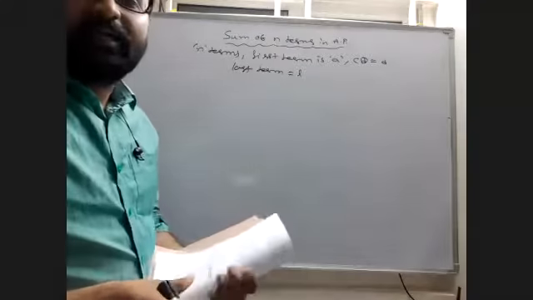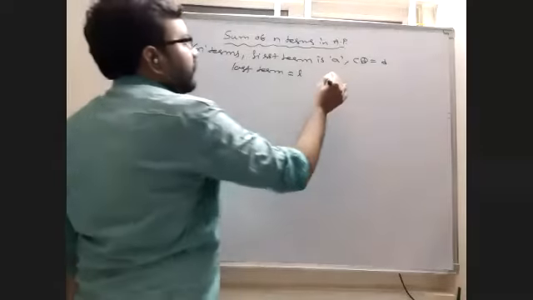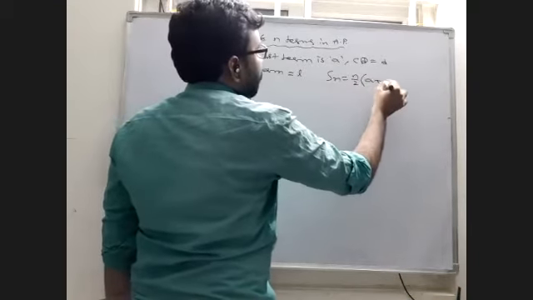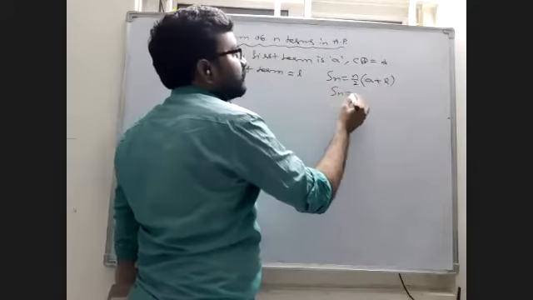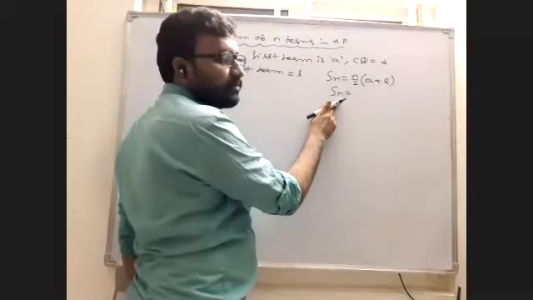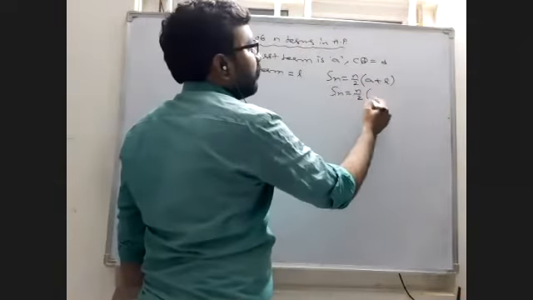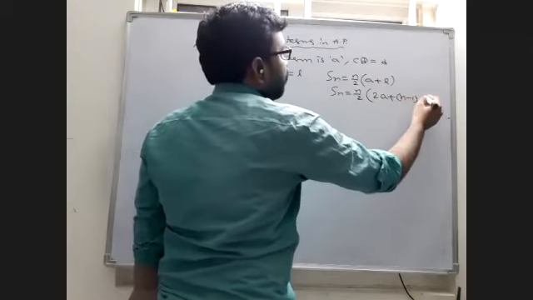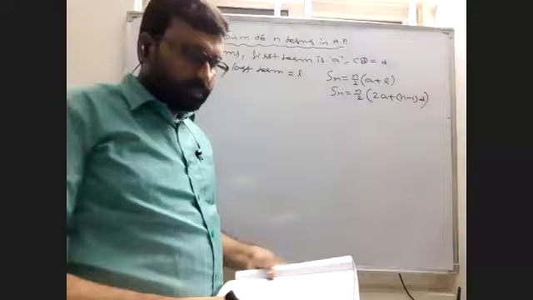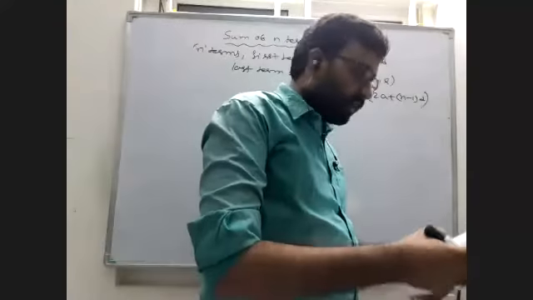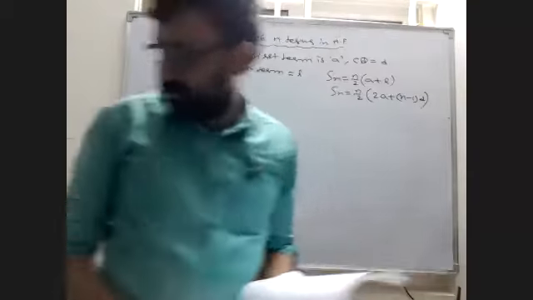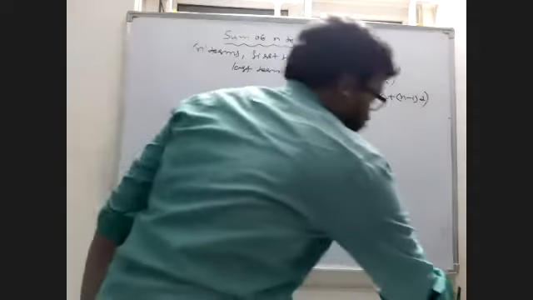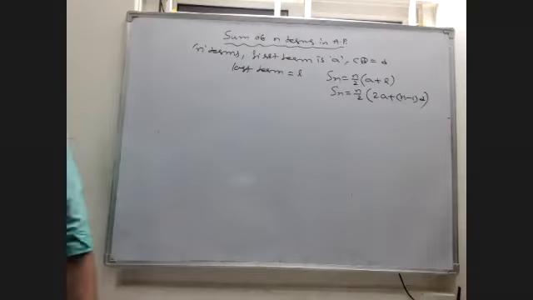Sn is equal to n by 2 of (A plus L), or Sn is equal to n by 2 of (2A plus (n minus 1) into D). This is the formula to find the sum of all terms in an AP.